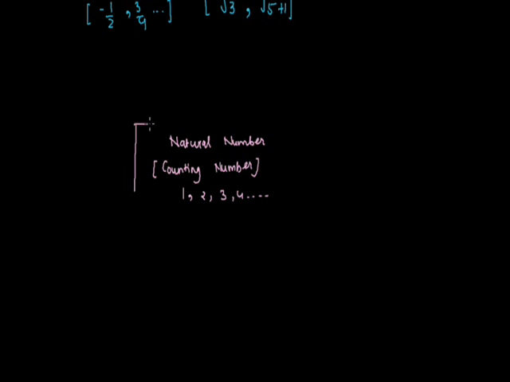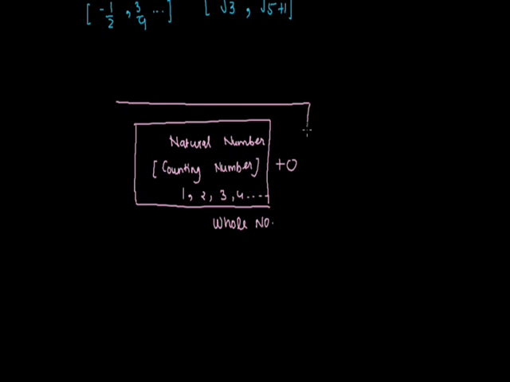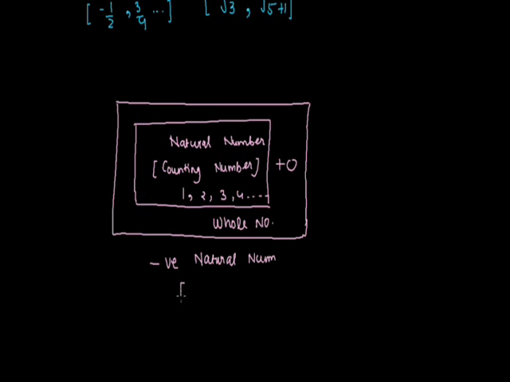Now we have whole numbers. Whole numbers are all natural numbers plus a number called 0. All natural numbers plus 0 becomes a whole number. Now we have integers. Integers are all the whole numbers plus negatives of natural numbers. This is our integers. For example, -3, -2, -1, 0 and 1, 2, 3 and so on.